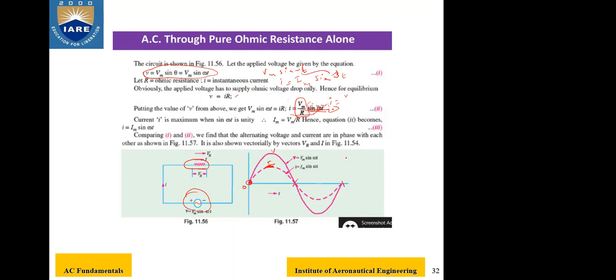So when an AC supply is given to a resistor, the voltage and current are in phase. Both are in phase. There is no phase difference here.